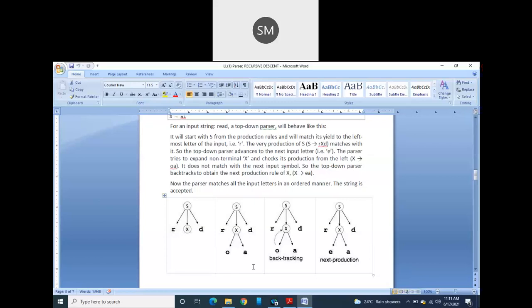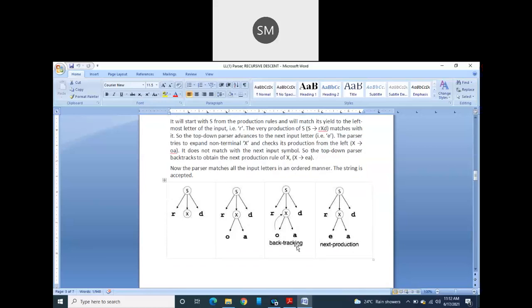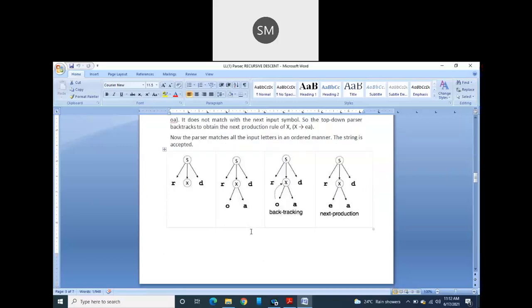Instead of matching read, it is matching road, ROAD. Because of that, we are going to perform backtracking. We will go back to X, and in X we will find out whether there is any string which is going to match my input string. Definitely EA is there, which is matching. So I will replace that O with E here. This is the next production. Then you will get READ, that is read. So instead of road, now you got read. This is about backtracking, guys. I hope you understood.